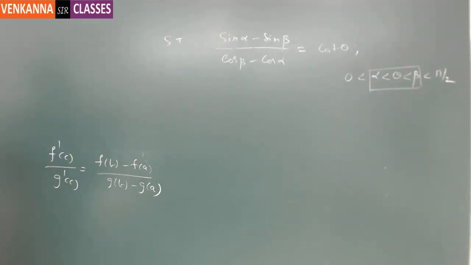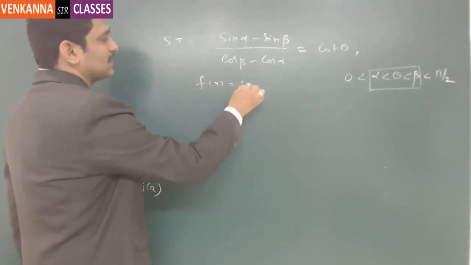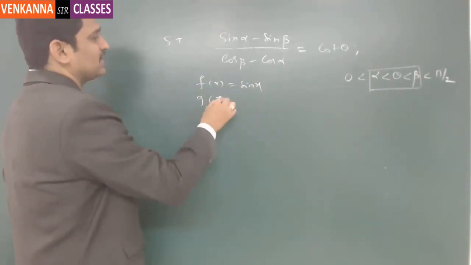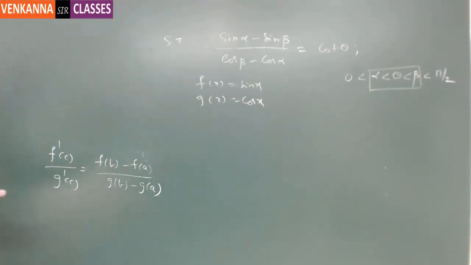So we won't consider 0 to pi by 2, we consider alpha, beta. Then only this type of fraction will come. So we are going to take f of x is equal to sin x, g of x is equal to cos x, as per the numerator and denominator are considered.